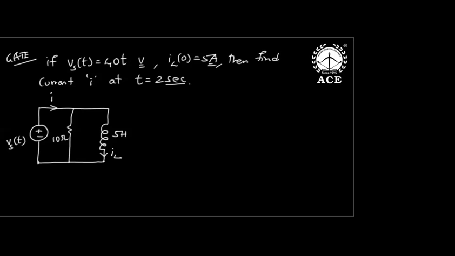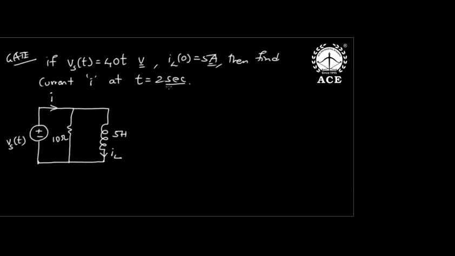Now listen, everybody. This is a ramp voltage across a parallel RL circuit. Time-varying voltage is given and he's asking for the current, the total current. The ramp voltage is given and the initial current through the inductor is also given. IL of 0 means the inductor already has some current from the previous state. Now you are applying this 40t ramp voltage, and he's asking to find the total current I, the total current from the source at t equal to 2 seconds.